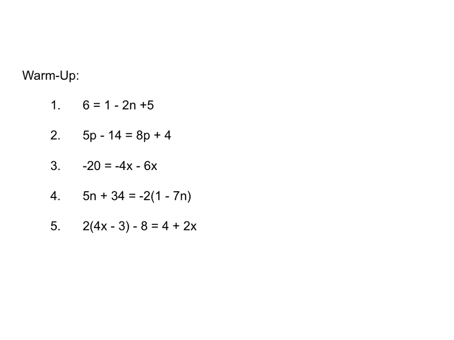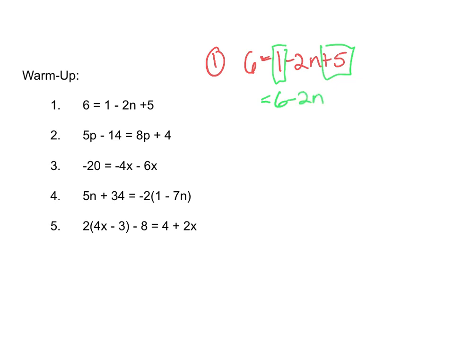All right, let's go through number 1. So we have 6 equals 1 minus 2n plus 5. First of all, let's combine like terms on the same side. So I'm going to combine my 1 and my positive 5. 1 plus 5 is 6, and we have negative 2n still left over, and then the other 6.